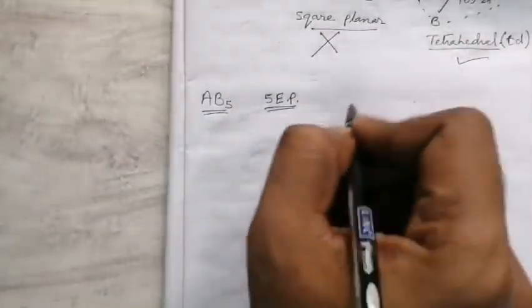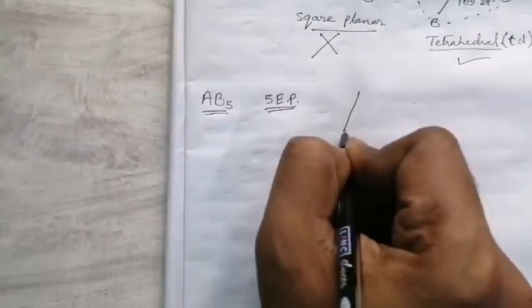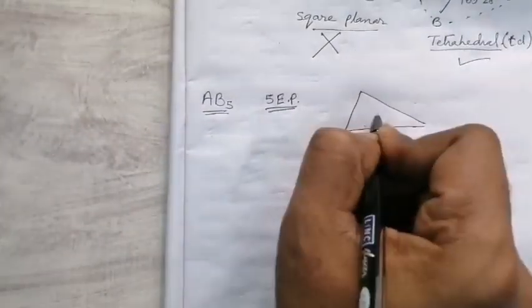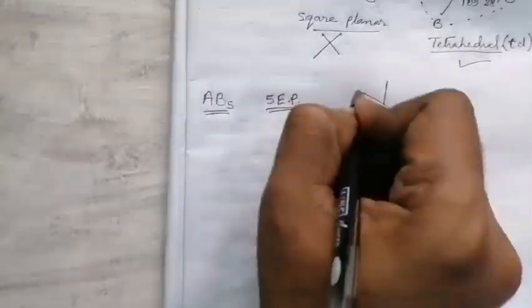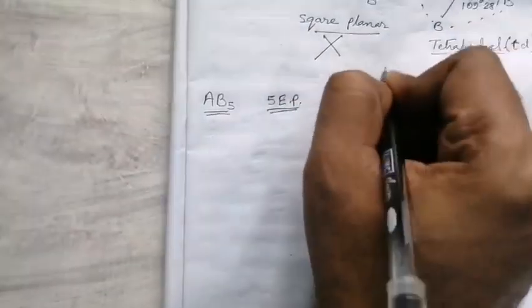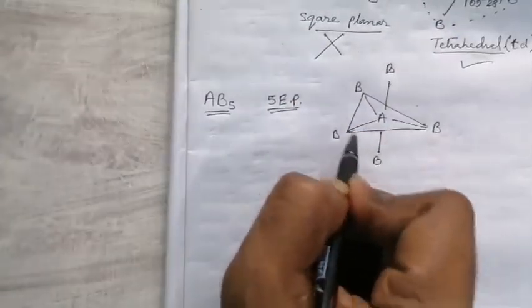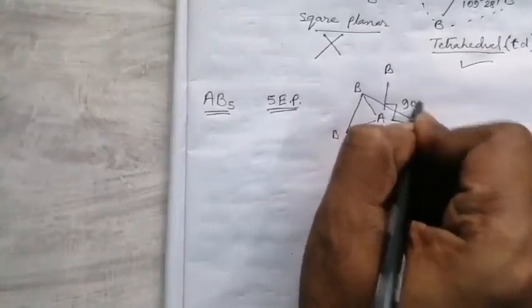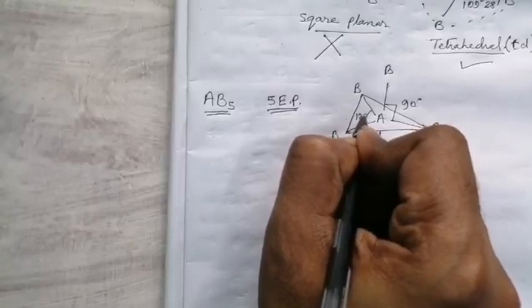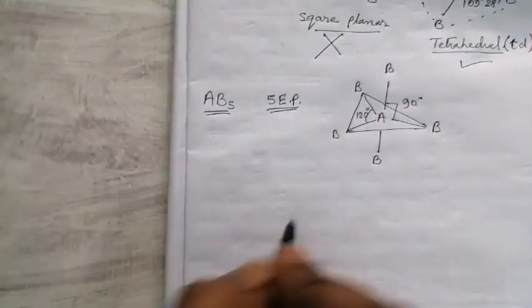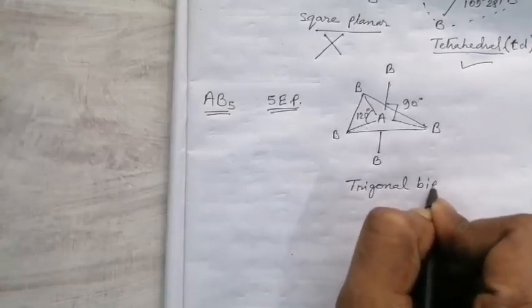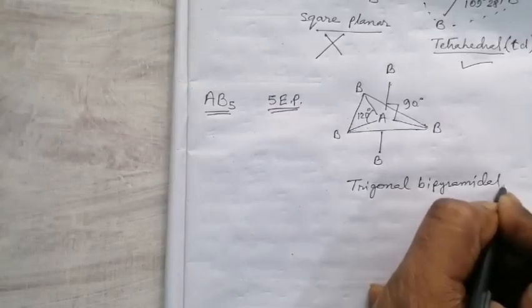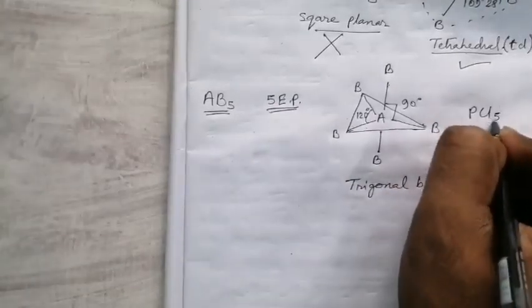Now how to keep these 5 electron pairs? The 5 electron pairs can be kept in a fashion like this. One, two, three, 4, 5. Here the bond angle is 90 degree and this bond angle is 120 degree. Okay. The shape of the molecule is trigonal bipyramidal. Example of such molecule, PCl5.